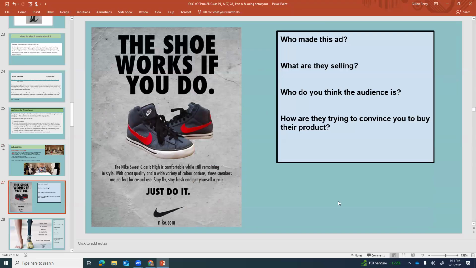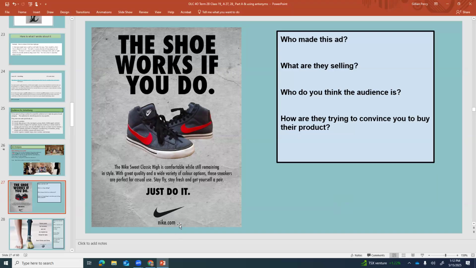Then we've got this Nike ad, and you see this old-fashioned blue high-top shoe. Used to be really popular in the 70s and still is popular for basketball, but used to be like everybody wore these. And the ad says, the Nike Sweet Classic High is comfortable while still remaining in style. With great quality and a wide variety of color options, these sneakers are perfect for casual use. Stay fly, stay fresh, and get yourself a pair. Just do it. So who made this ad?